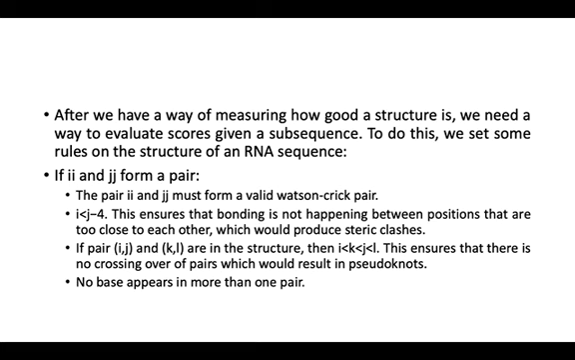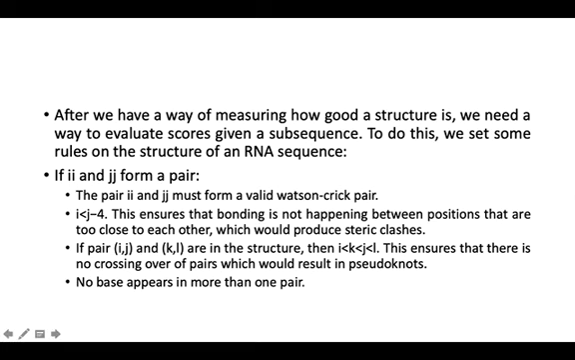If I and J form a pair, the pair must be a valid Watson-Crick pair. So that should be a valid pairing, like A binds with U and G binds with C. And also I < J - 4. This ensures that bonding is not happening between positions that are too close to each other, which would produce steric clashes.